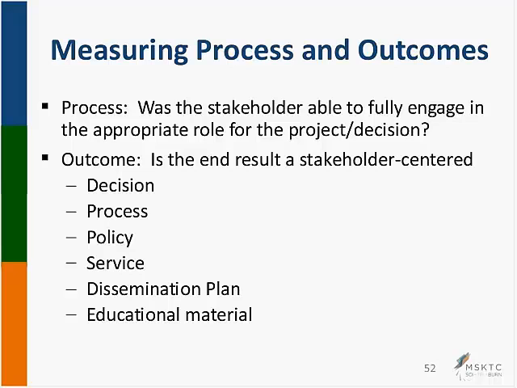So we want to first measure by process, and we want to ask key questions in process that help us decide whether the stakeholder was able to fully engage and if the role was appropriate for the project. So three ways we can do this. First, we can review procedures, and we can see, was the stakeholder fully informed? Was the stakeholder capable of participating?